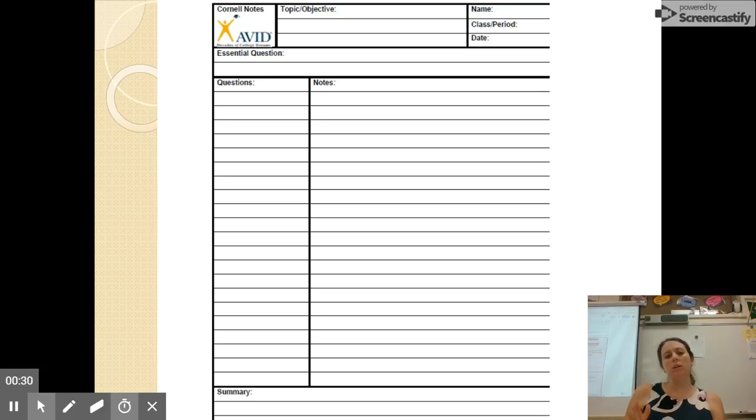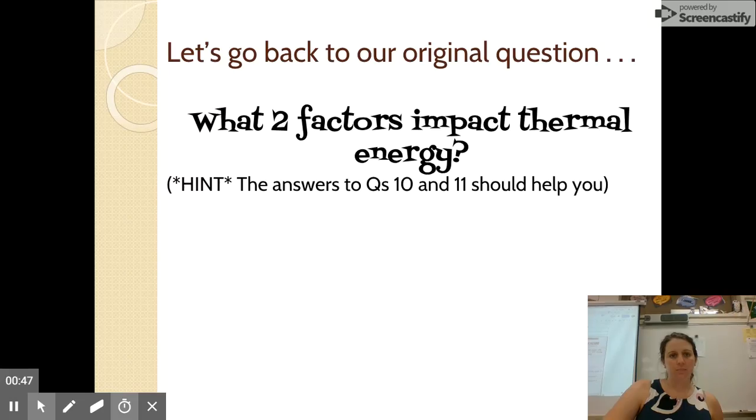We're going to do it in Cornell style, which is already printed out for you, where the questions are on one side and your answers or your notes are on the other side. And at the very bottom of your paper, at the very end, you're going to give me a 2 to 3 sentence summary about overall what you learned through this.